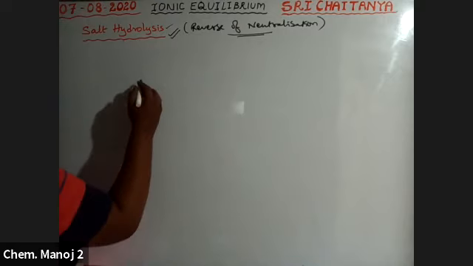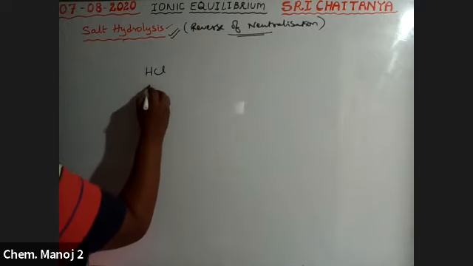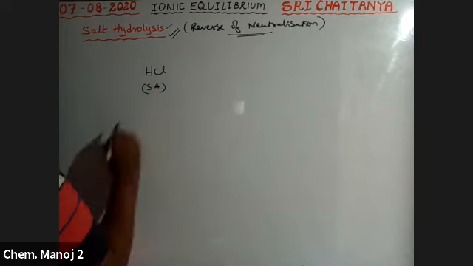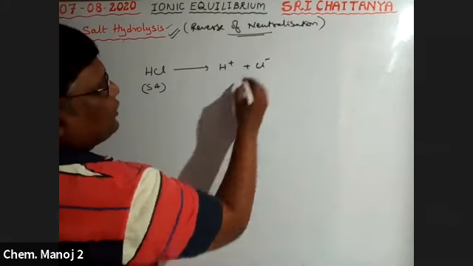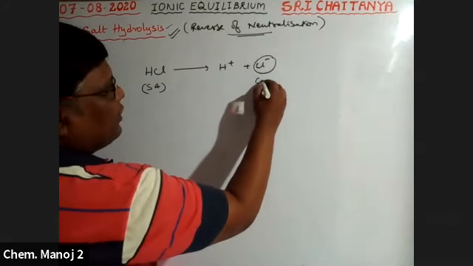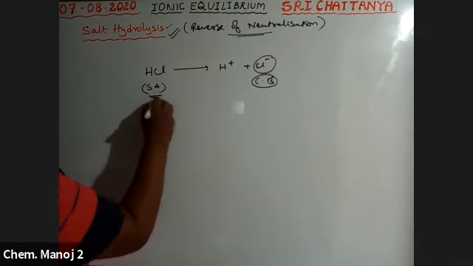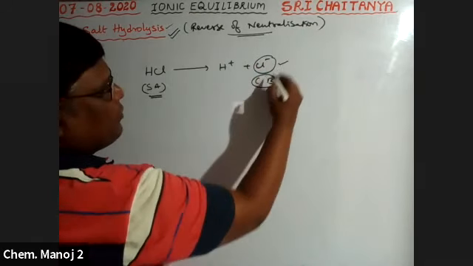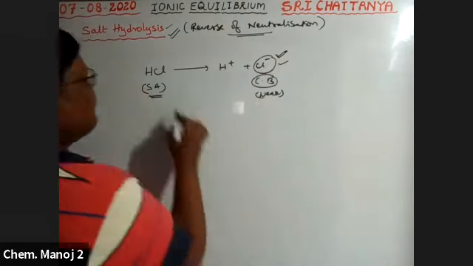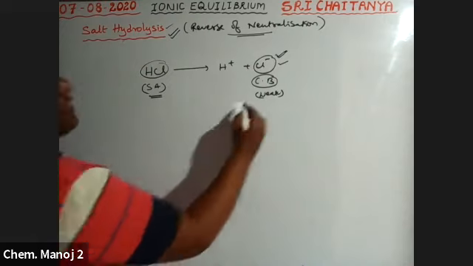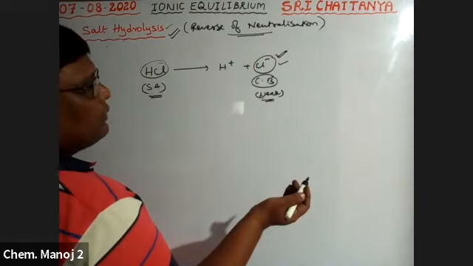Let us take HCl. No doubt we know HCl is a strong acid. If HCl ionizes into H plus and Cl minus ion, this Cl minus ion is the conjugate base of HCl. Because HCl is a strong acid, its conjugate counterpart, Cl minus, is weak. That is, the ion coming from a strong one is weak.